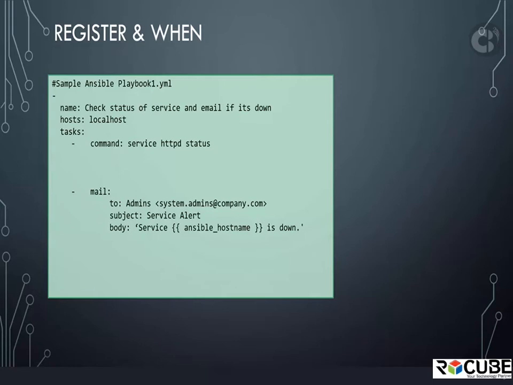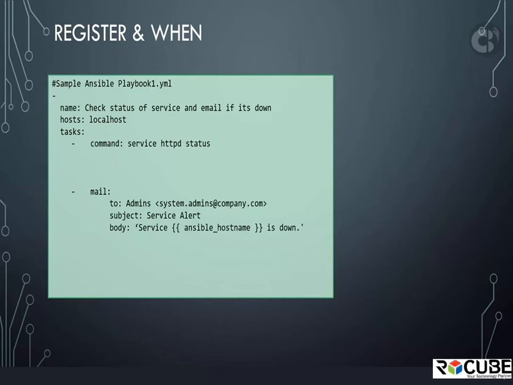So we have two tasks. The first one for executing a command to check the status of a service. The second one to send an email. If we were to run it now, it would simply check the status and send out an email irrespective of whether the service is up or down. So we need to add a condition as we just learned.